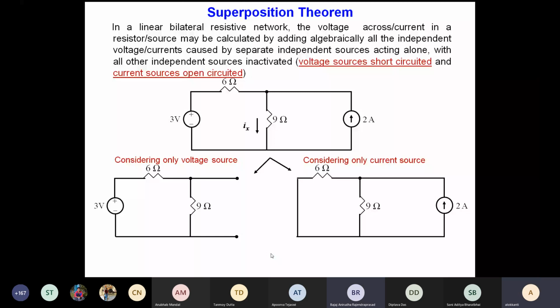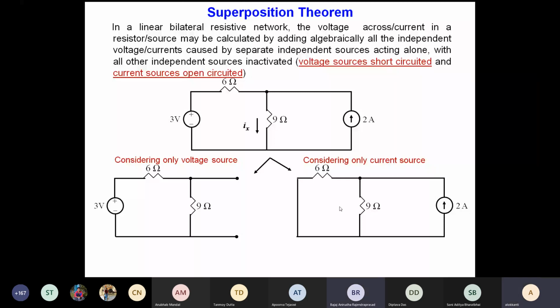Very good question. In the first case, I am only considering the voltage source and inactivating the current source. Current sources should be open circuited, which means it has to be left open. I just remove it. In the second case, I am only considering the current source, so the voltage source should be deactivated. Inactivating a voltage source means short circuiting. I have removed this 3 volt source and directly connected the wire. That is called short circuited. Does it answer your question?